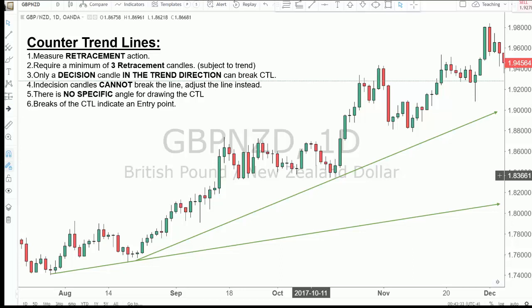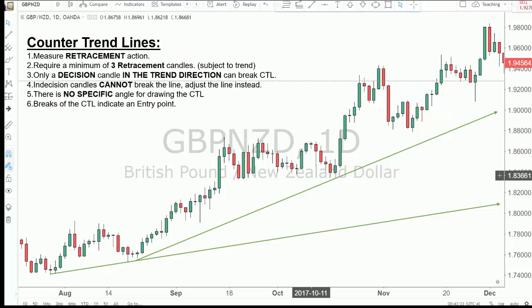If you're in a downtrend, however, then overall the market is in control of the bears, making lower lows and lower highs. So anything that is not a bearish candle in a downtrend would be a retracement candle. Anything that is not a bearish candle, bullish candles, would be considered a retracement candle in a downtrend.